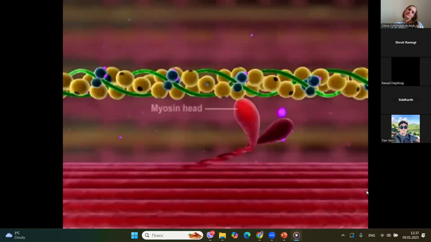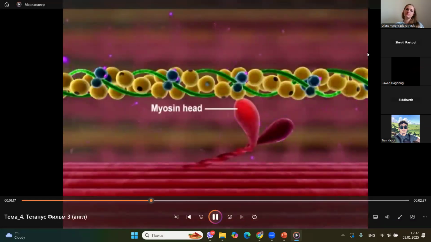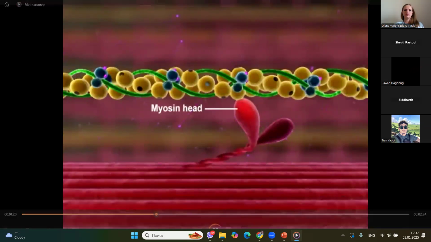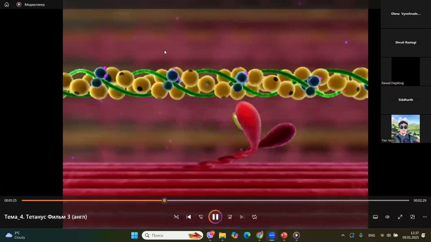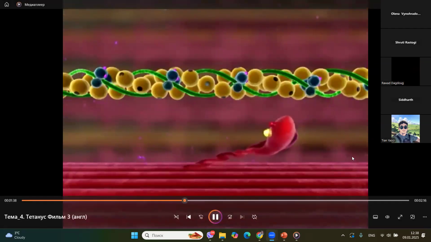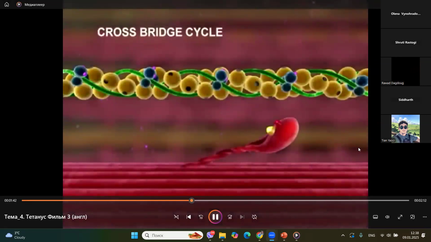Also note that the myosin head must be activated before a cross bridge cycle can begin. This occurs when ATP binds to the myosin head and is hydrolyzed to ADP and inorganic phosphate. The energy liberated from the hydrolysis of ATP activates the myosin head, forcing it into the cocked position. A cross-bridge cycle may be divided into 4 steps.